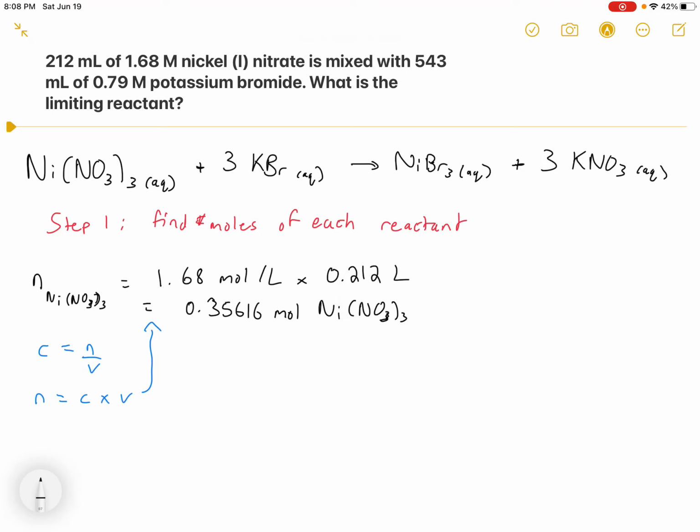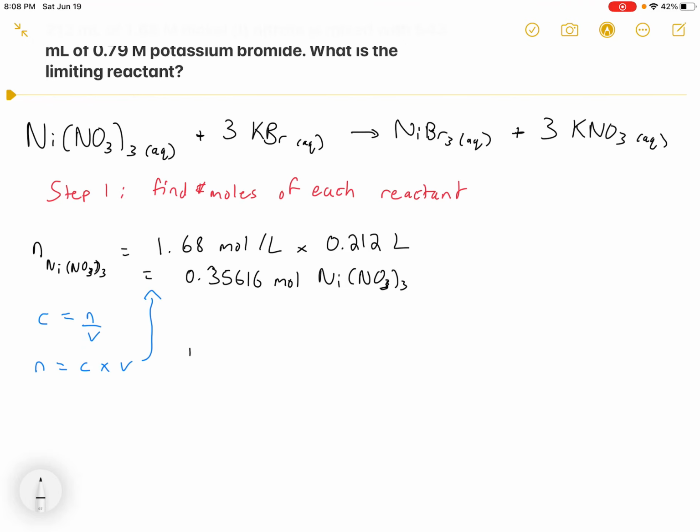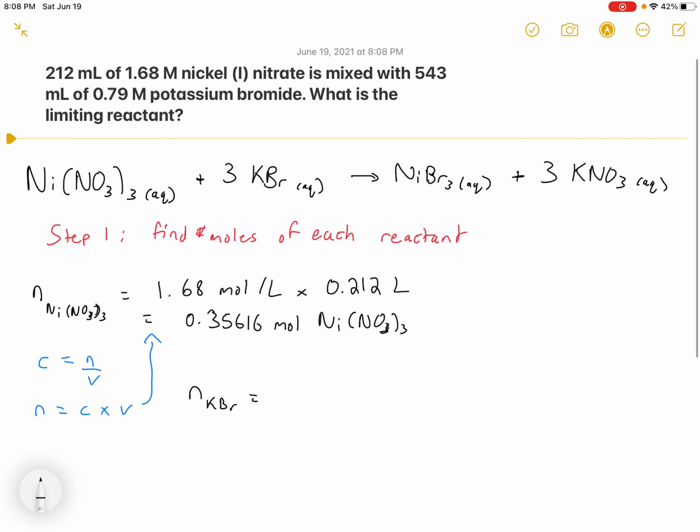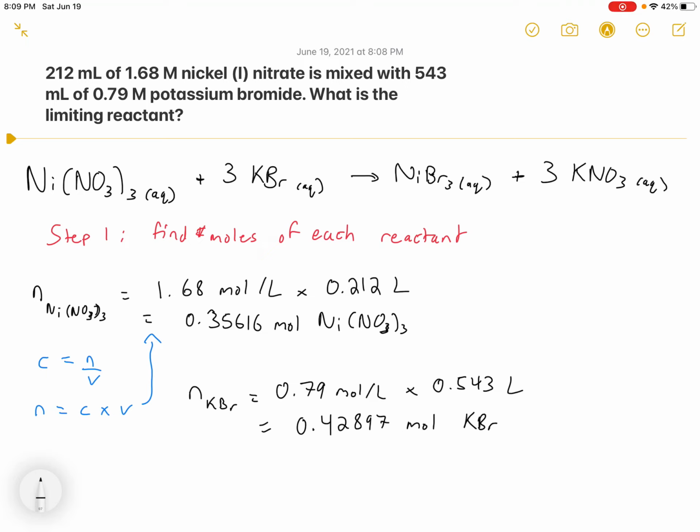Alright, now we need to find the number of moles of potassium bromide. So we're just going to do the moles of KBr. Now that one we were told 0.79 molar, so moles per liter, times 0.543 liters. And that's going to equal 0.79 times 0.543, 0.42897 moles of KBr. Now, we still can't assume that either of these are the limiting reactant yet. We have to actually perform stoichiometry to know for sure.